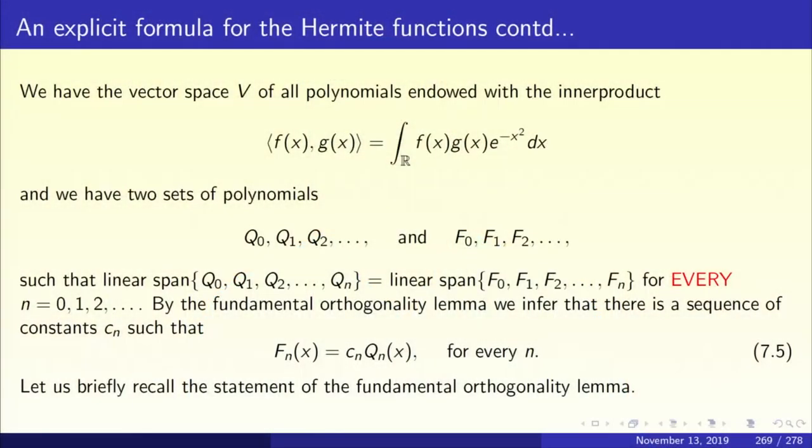So, we have the fact that the Hermite polynomial fn(x) is cn times qn(x), which basically means that the Hermite polynomial fn(x) is cn times e to the power x squared times the nth derivative of e to the power minus x squared. So, we have almost arrived at the explicit formula for fn(x). There is only one small thing missing: how to find the constants cn.